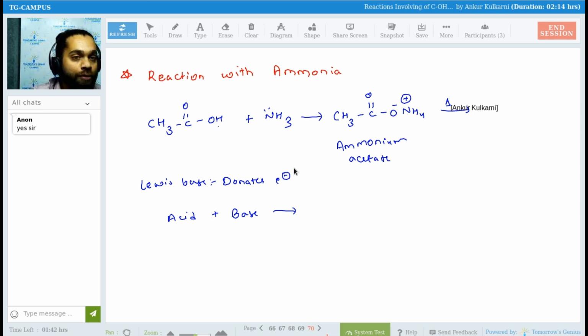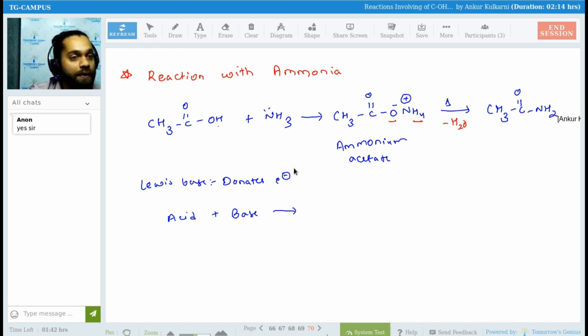what will happen? Again, the loss of water. Either I can heat it, Bhuvneshri, or again I can put P2O5 over there. If loss of water happens, H2 and O will be lost, and what we will get? CH3, C double bond O, and NH2.